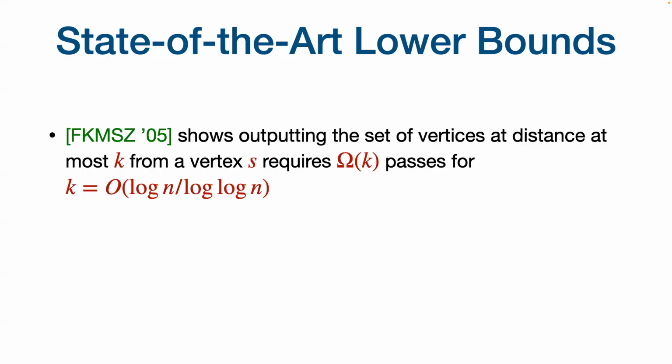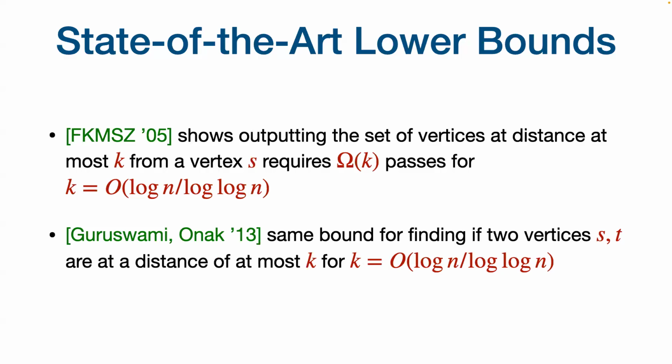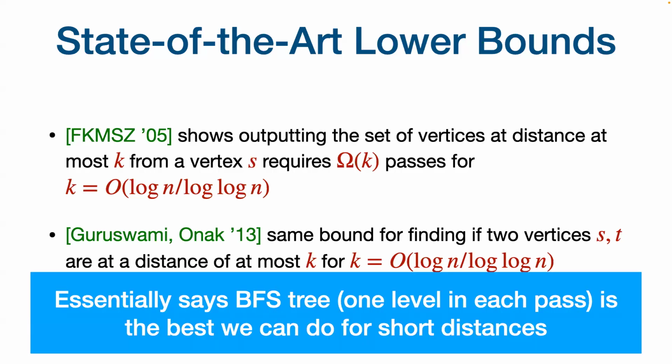Okay. And this was later improved by Guruswami and Onak. And they said that even if you just want to decide, for two vertices, whether they're at a distance of at most k or at least k plus 1, this is going to need omega of k passes also, again for k to be order log n over log log n. Okay. So these lower bounds are for the hardest version of the problem, exact shortest paths. And essentially the message here is we saw that the naive BFS tree algorithm is growing slowly, like one level in one pass. That seems to be the best you can do for these very short distances of like log n over log log n, for finding exact shortest paths and exact distances.